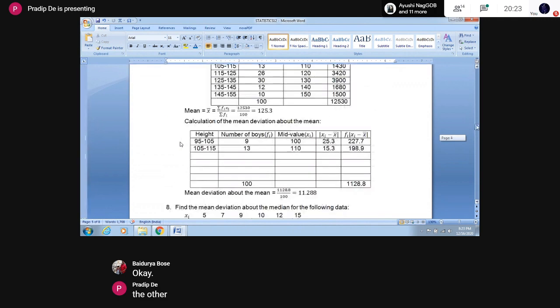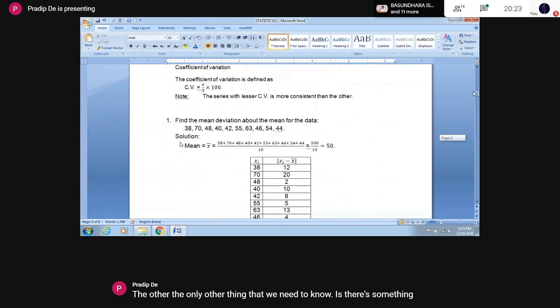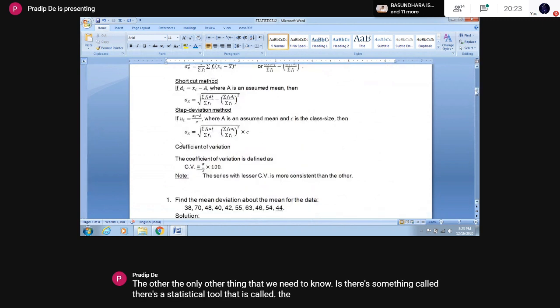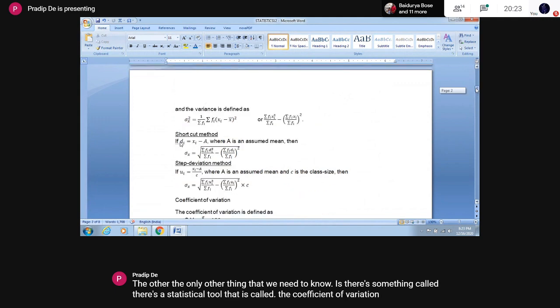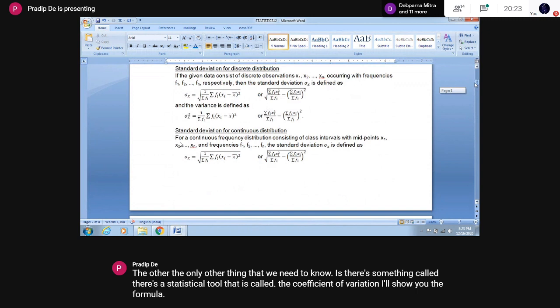The only other thing that we need to know is there's something called, there's a statistical tool that is called the coefficient of variation. I'll show you the formula. So I discussed all these formulas with you.